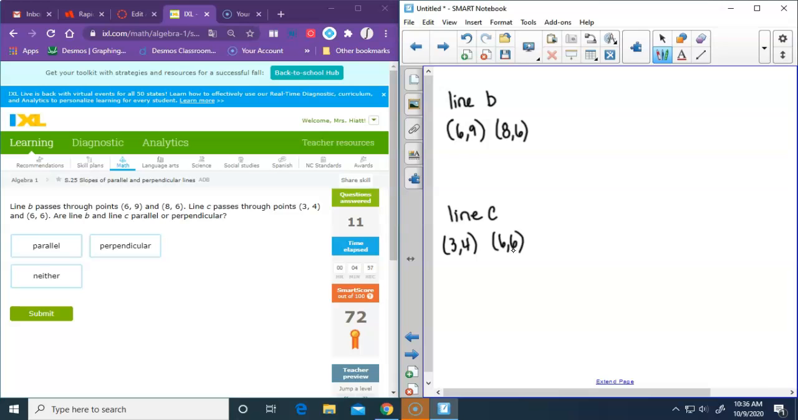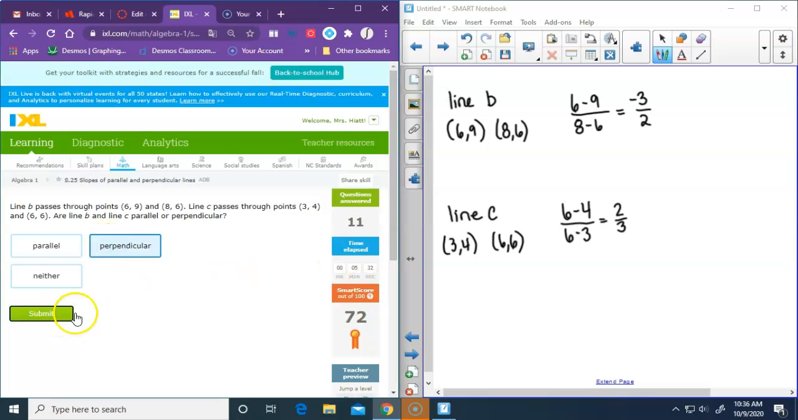So we've got to find the slope of both of these lines. We're going to say 6 minus 9 over 8 minus 6 for the first line, which is going to give us negative 3 over 2. And for line C, we're going to do 6 minus 4 over 6 minus 3, which is going to give us 2 over 3. You can see here that these slopes are opposite reciprocals. If we flip 2/3 and change the sign, we would get negative 3/2. So we have perpendicular lines here, and we're going to choose that one.